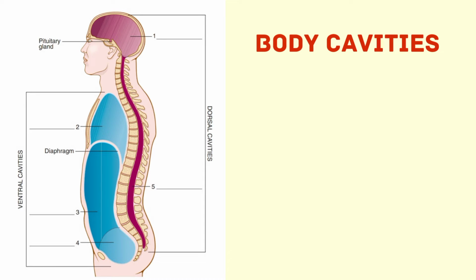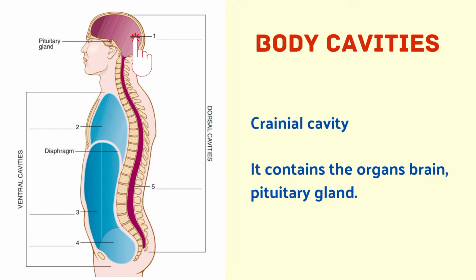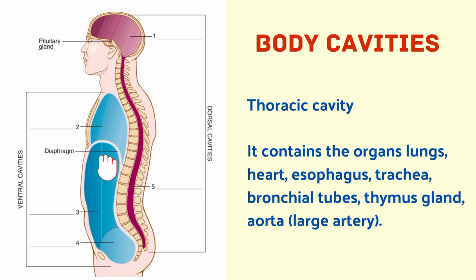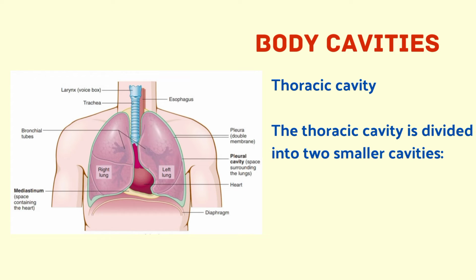So let's get started with the cavities along with what organs they contain. Cranial cavity. It contains the organs brain and pituitary gland. Thoracic cavity. It contains the organs lungs, heart, esophagus, trachea, bronchial tubes, thymus gland, and aorta. The thoracic cavity is divided into two smaller cavities, pleural cavity and mediastinum.